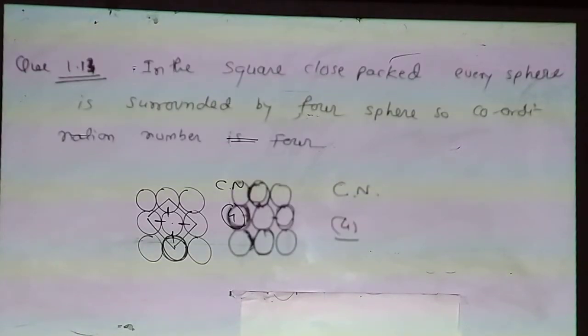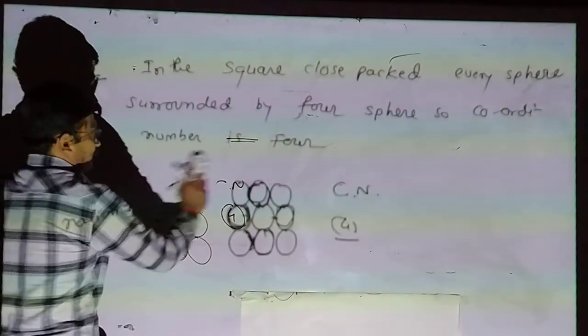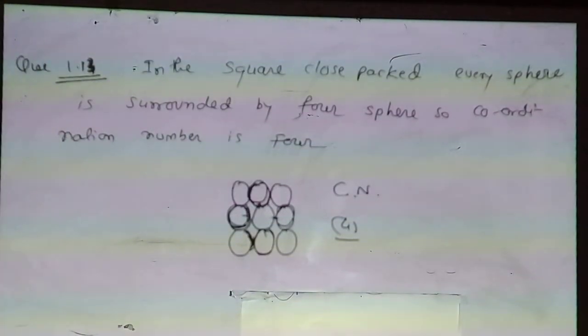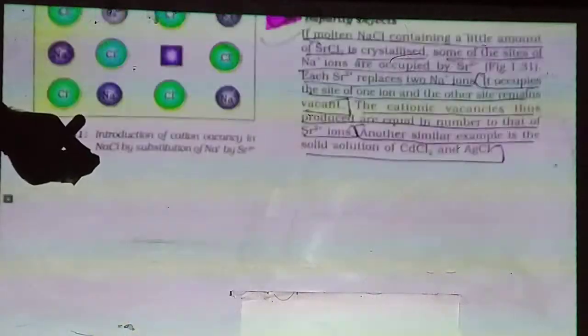In the square close packing, every sphere is surrounded by 4 other spheres. So the coordination number is 4. You can see. Now question number 14.